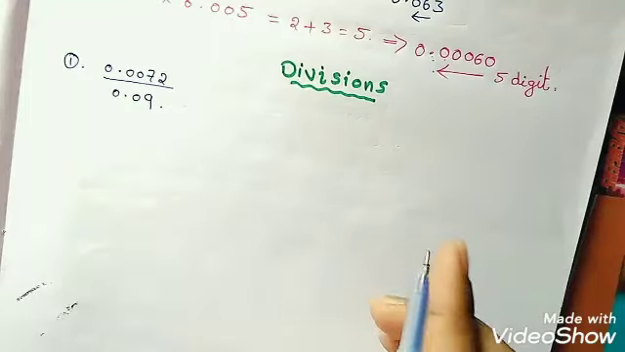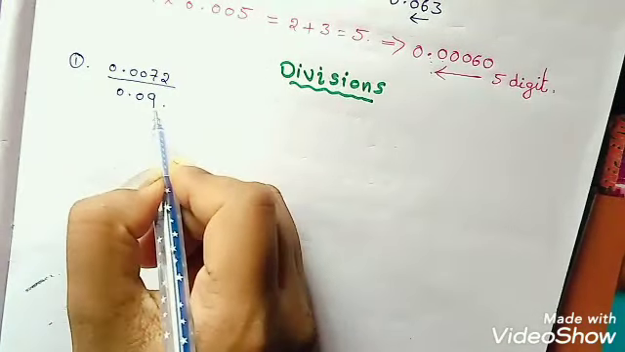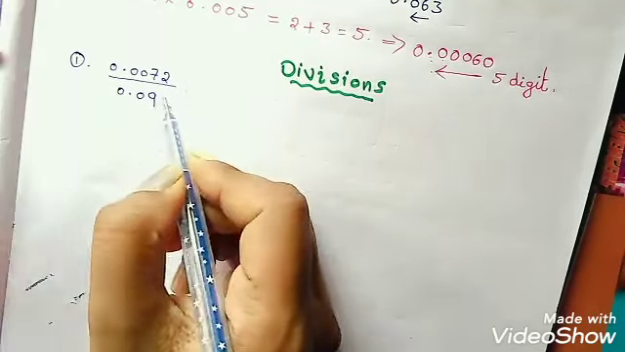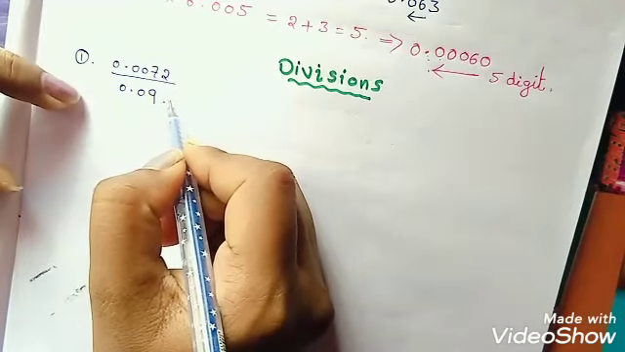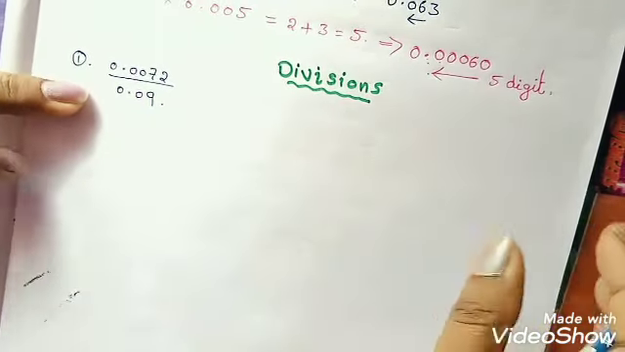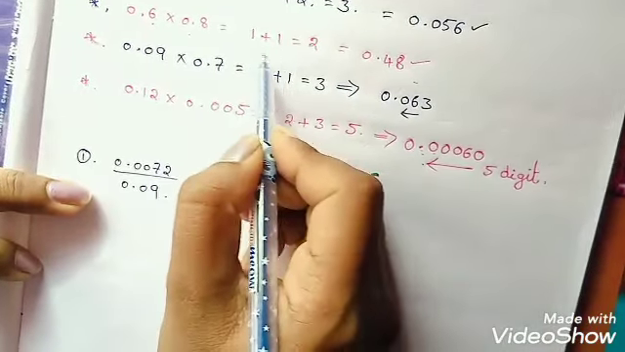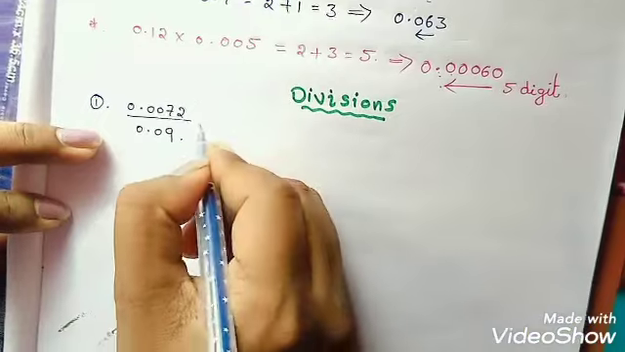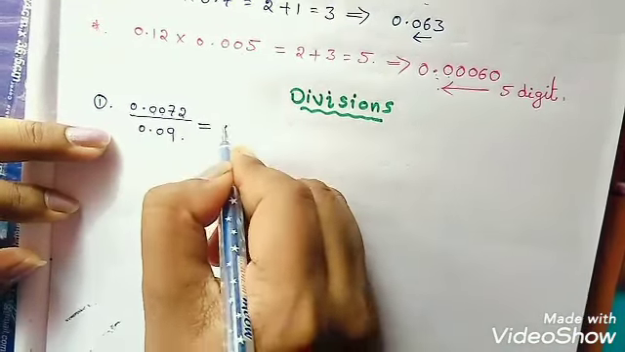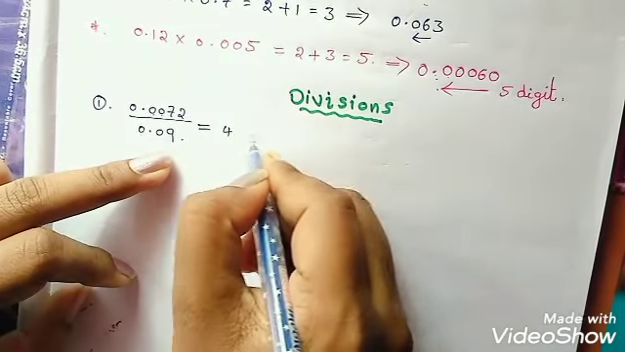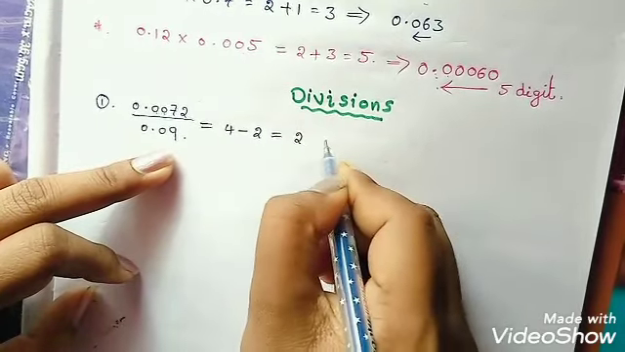If you see the first example here, 0.0072 by 0.09, you should divide, and here this is the numerator and here is the denominator. See, in multiplications, what we did previously, you can count the places and add them. Here, just like that, you can count the places. Here, see, 1 2 3 4 in the numerator and minus 2 in the denominator, then you should get 2.